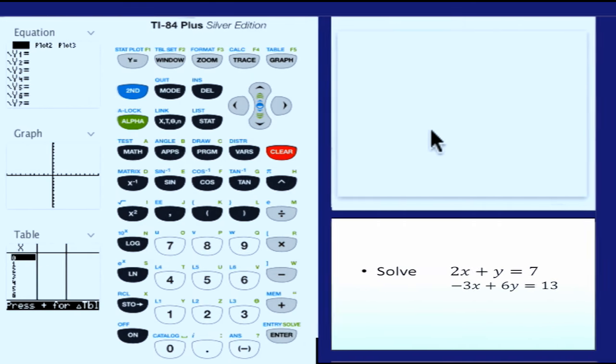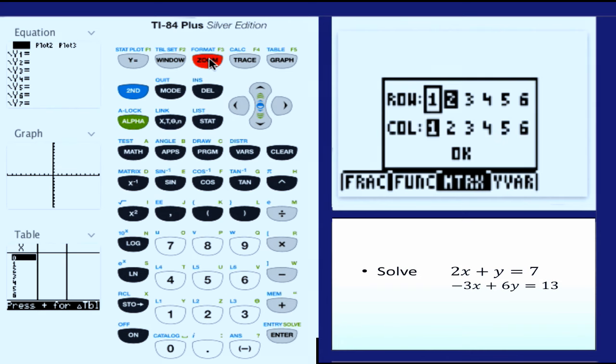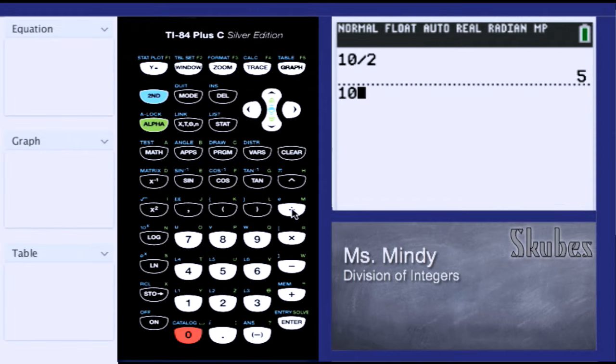Now, the answer matrix. So let's start by plugging in the coefficient matrix, which is going to be a 2 by 2. To plug this in, we're going to press alpha F3. This is the shortcut button to plug in a matrix. We want it to be a 2 by 2, 2 rows, 2 columns. So we want to make sure that we have the 2 highlighted. It is already highlighted.